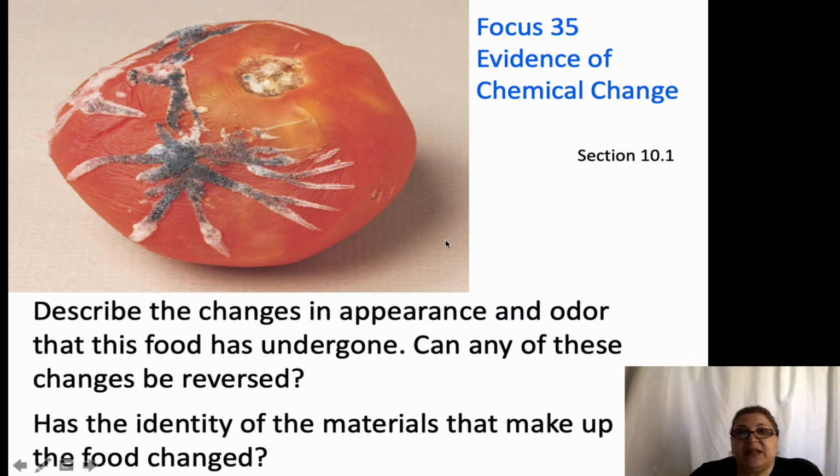In your focus, they're giving you this picture right here, and then they're asking you to describe the changes. Some of the changes might compare it to a fresh tomato. What do you see that's different compared to color, texture, smell? And then, is this reaction reversible? Now, later on, we're going to learn about equilibrium in chapter 18, but in this case, none of these reactions are reversible. And the identity changes, but in this case, instead of a fresh tomato, it's a rotten tomato.